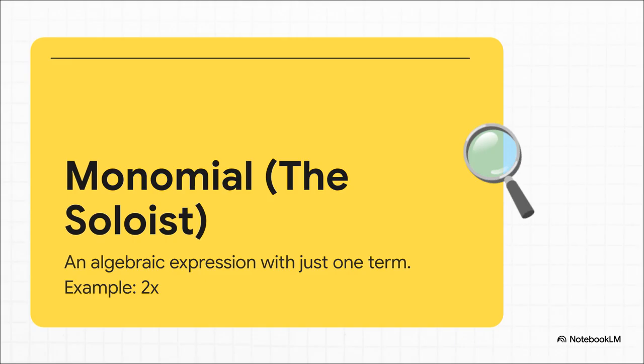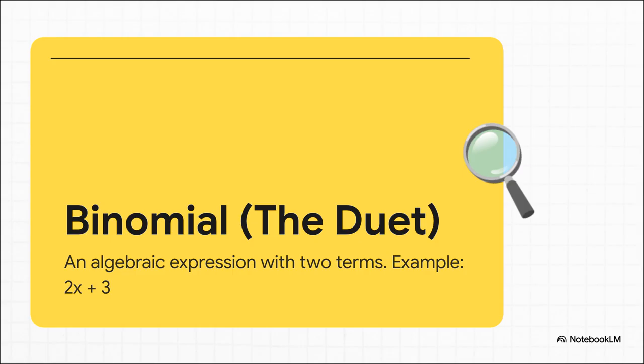First up, we've got the monomial. Just think mono, it means one. This is our soloist, a single term taking center stage. Something simple like 2x is a perfect example. Next, let's bring in another musician for the binomial. Bi means two. Think bicycle, right? Two wheels. So this is our duet. It's made of two terms joined by a plus or minus sign, like 2x plus 3. Two distinct notes playing together.